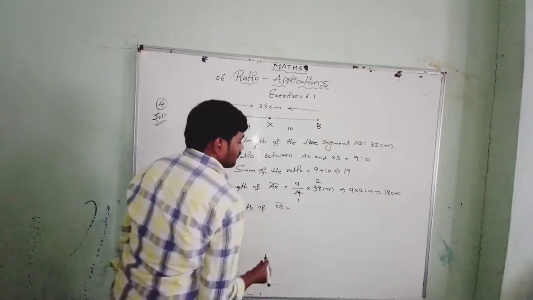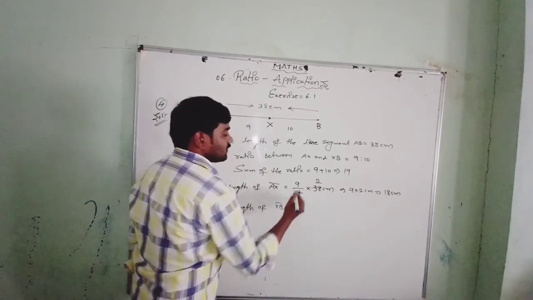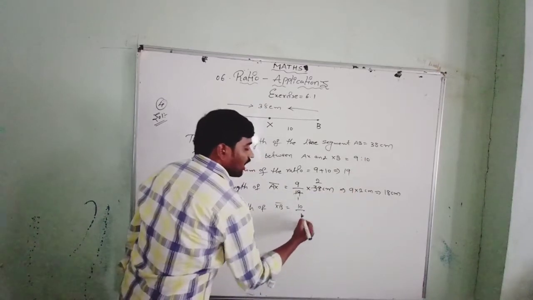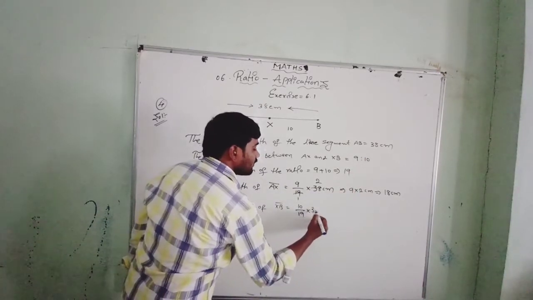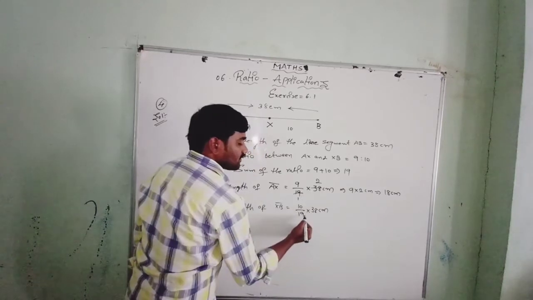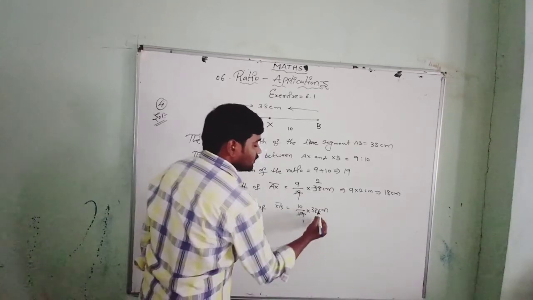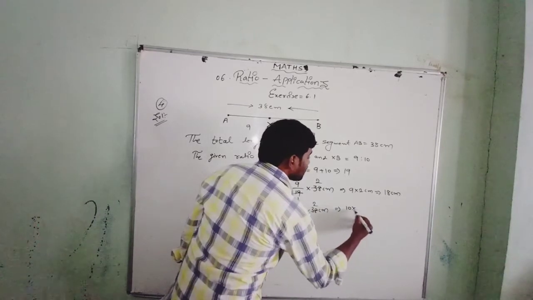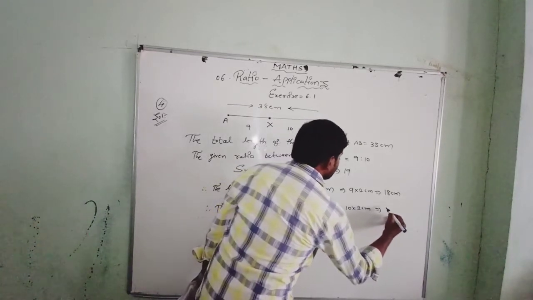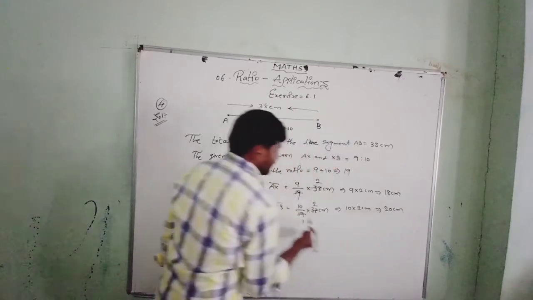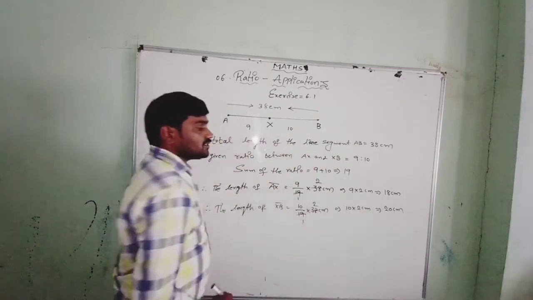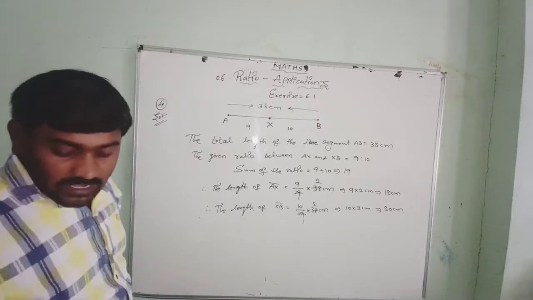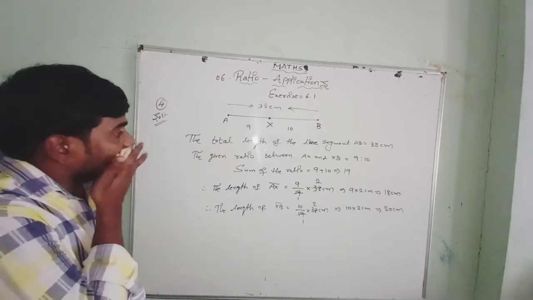Now the length of XB. Here XB has taken 10 parts out of 19 parts into 38 centimeters. Given ratio by sum of the ratio into total. What is left now? 10 into 2 centimeters, that is 20 centimeters. So now we have got the length of AX and the length of XB.